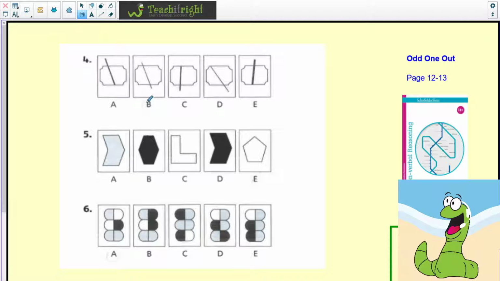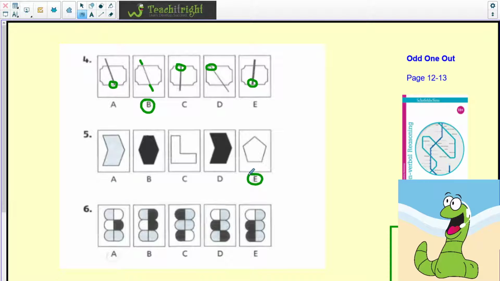Question 4, have a look very carefully at this one. And the answer is B. And the reason that it is B is the other 4 all have lines that stop on the edge of the shape. So you can just make out, and this is where sometimes the difference is a little bit subtle, quite small little differences. But we can see here B, the line comes out and it comes out of the shape.